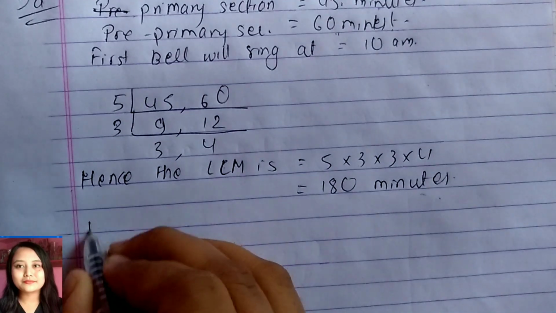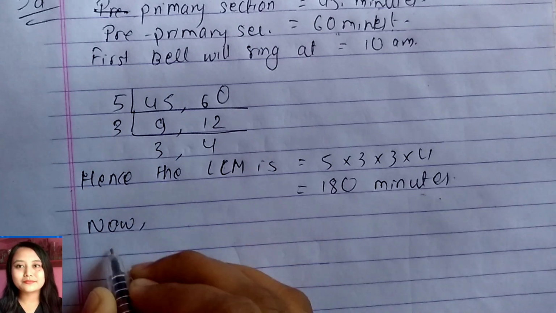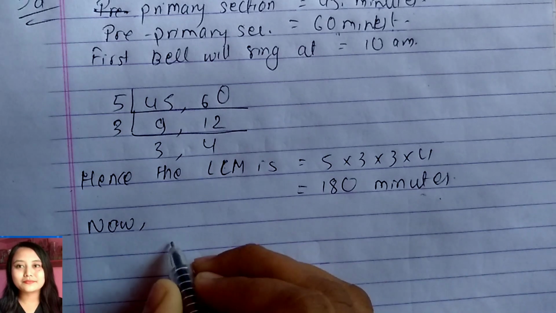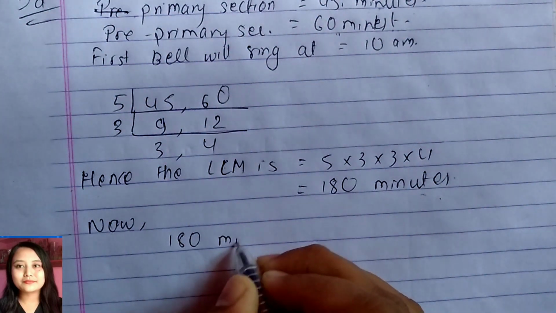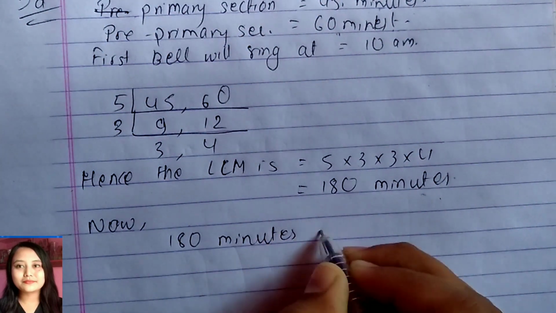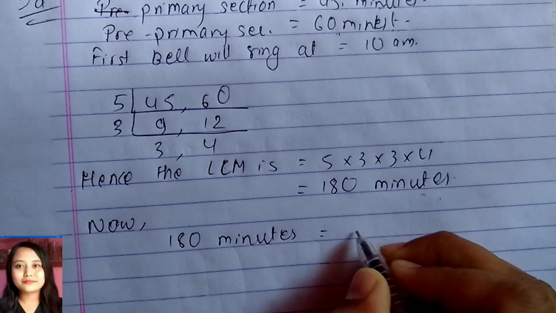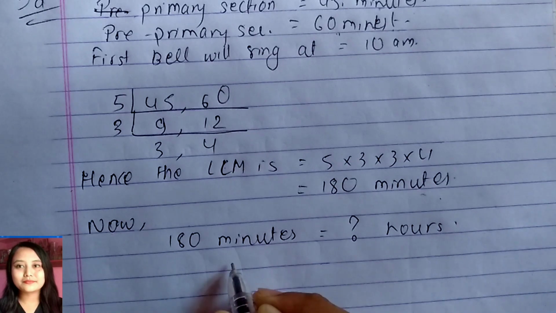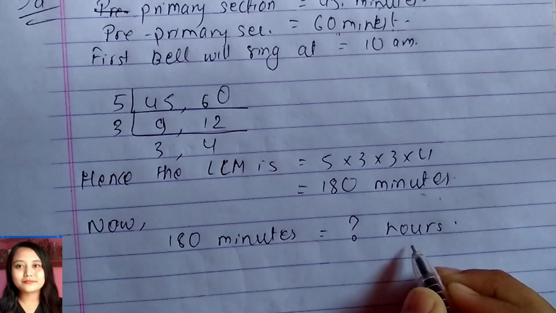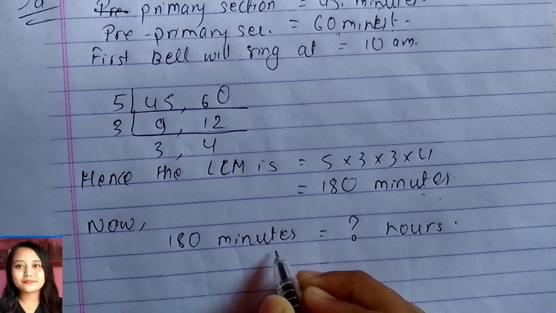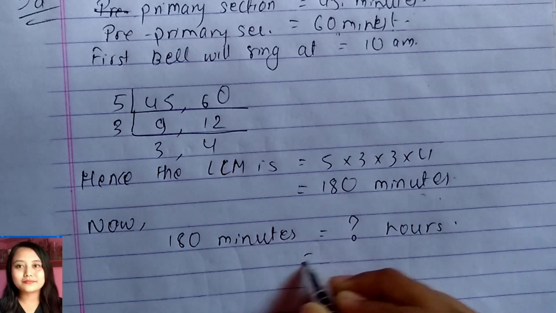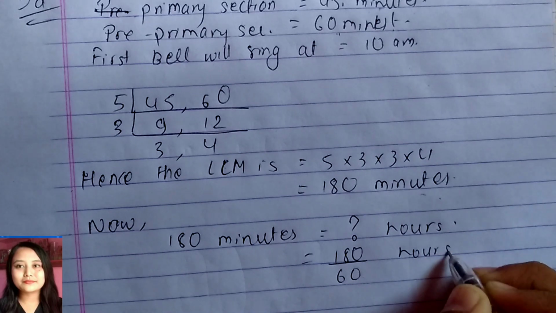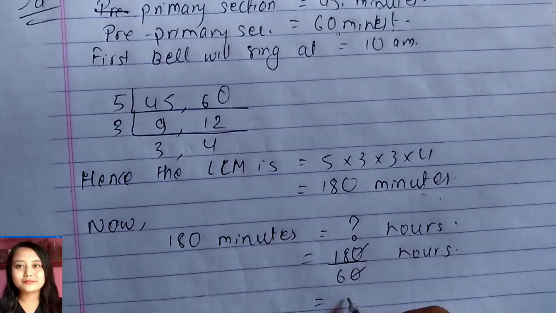Now this 180 minutes equals to how many hours? For getting into hours, we have to divide 180 minutes by 60. Okay, so 180 by 60 hours equals to 3 hours.